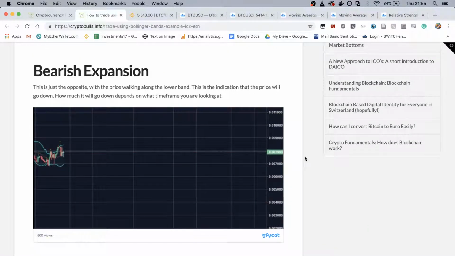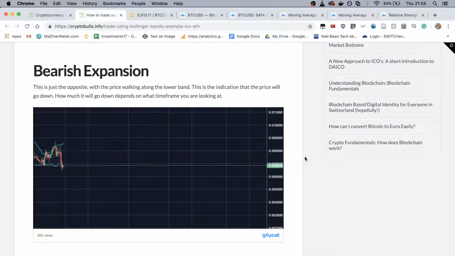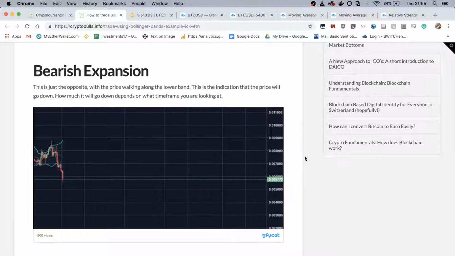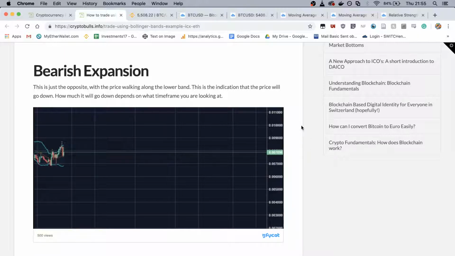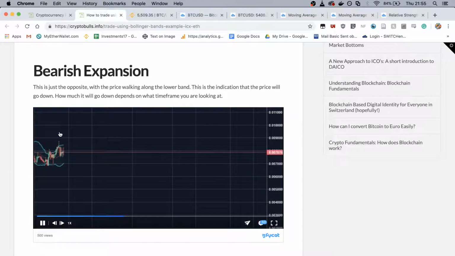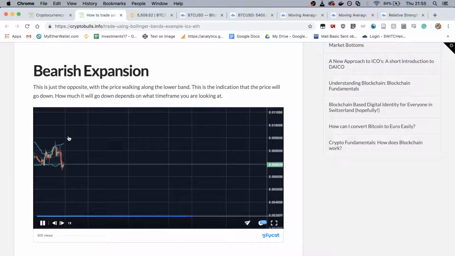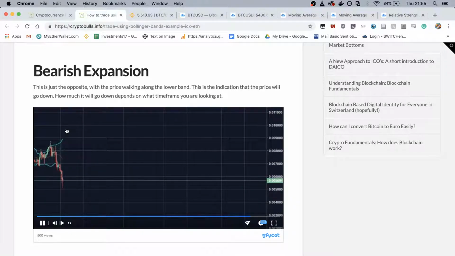Now bearish expansion. This is just the opposite, like I just said before, with the price walking down the lower band, and it's also important to look at the upper band since it will go up in the other direction.